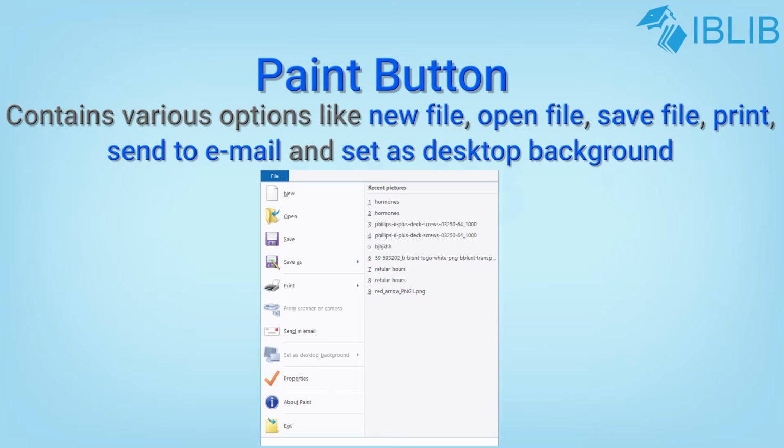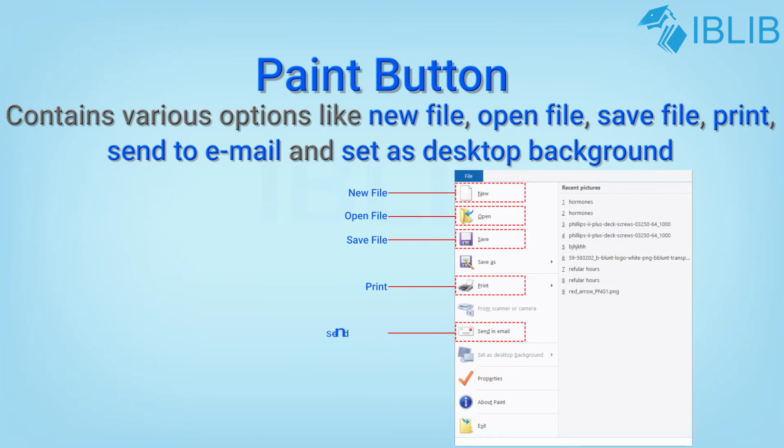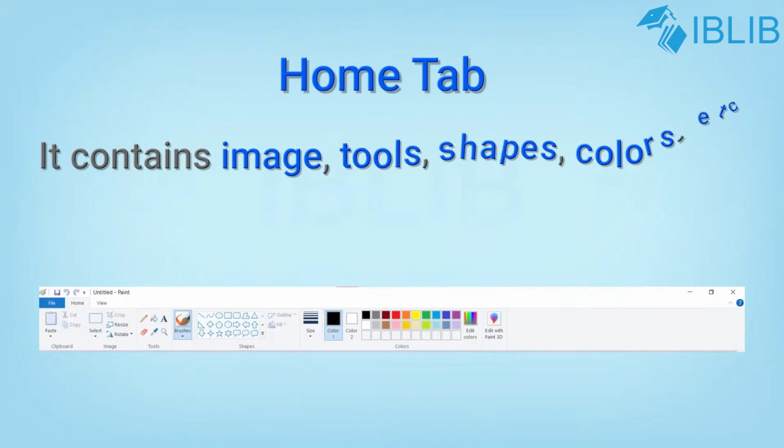Paint button contains various options like opening a new Paint window or an existing image, saving a document, taking printouts, sending images in emails, etc. It also includes an option named Set as Desktop Background, where you can set your current drawing as your desktop background. Second one is Home tab.